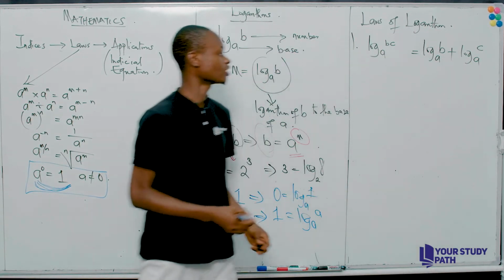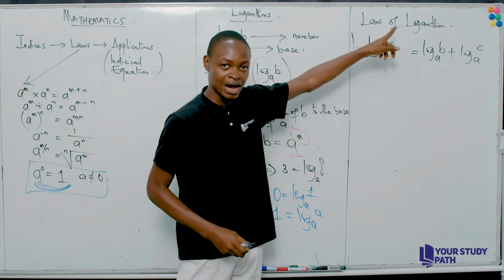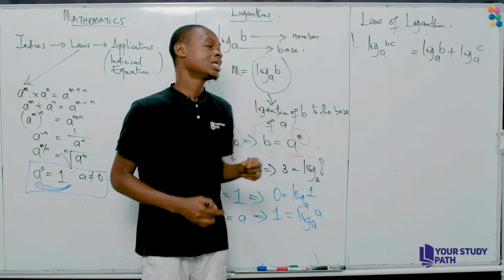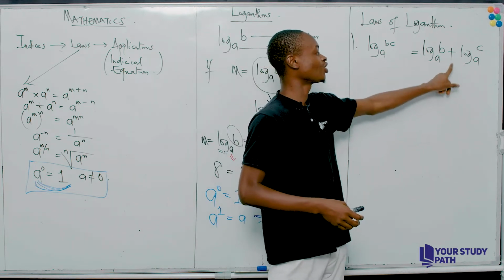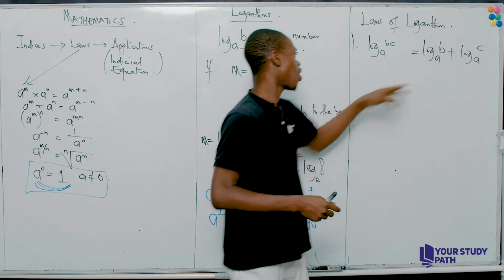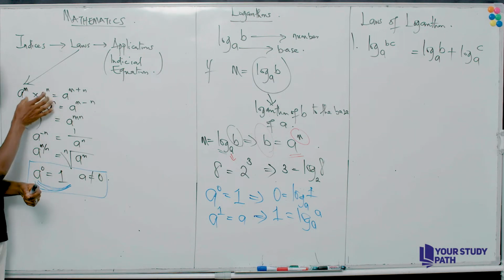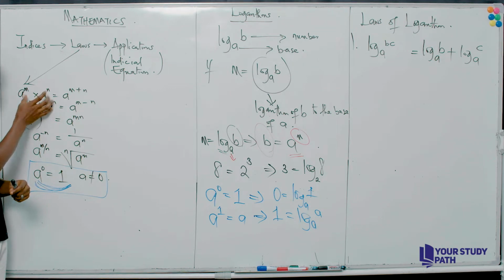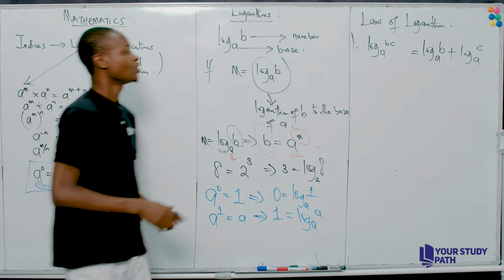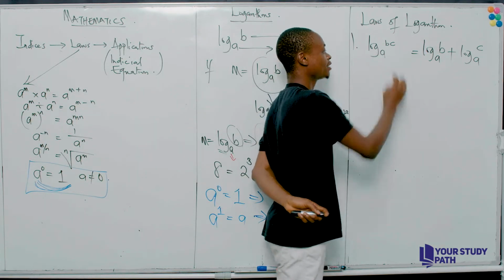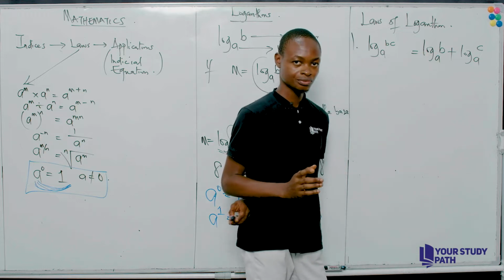In this case, when we have a multiplication of the numbers to a single base, then we can split that multiplication of the numbers into addition of the separate logs. Unlike the indices where you have a multiplication of the terms and then add the powers, in this case, you have a multiplication of the numbers that will result in the addition of the logs.